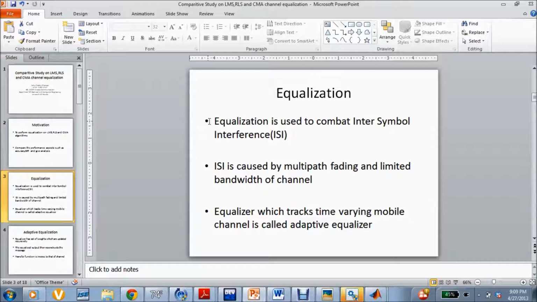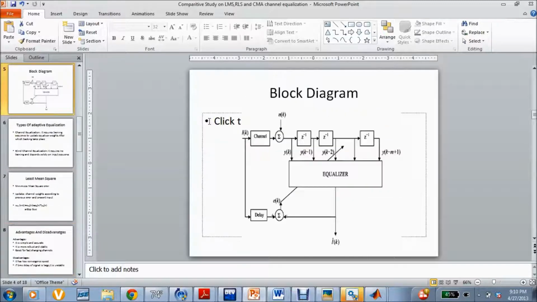So we are focusing on an equalizer which is the adaptive equalizer. By the name of it, it suggests that it tracks the signal based upon the time varying channel. So we'll see how adaptive equalization works. First, I'll show you the block diagram. So here I of k is the input signal.